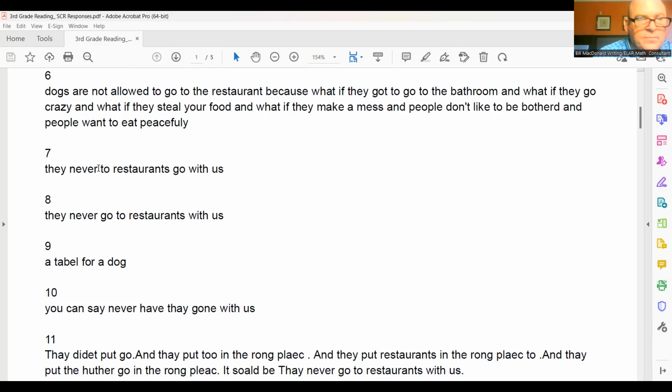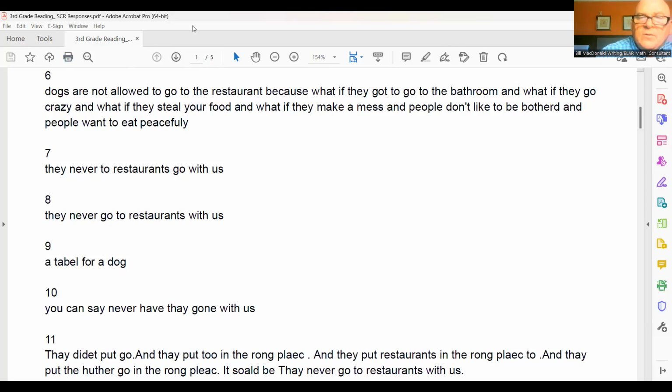Number 8, no capital. They never go to restaurants with us. No capital, no period, but the content is correct, so the student would get the credit. A table for a dog. That has nothing to do with the content except for the dog, so no points for number 9. Number 10, you can never say they have gone with us. It changed the content, so that would get a no.